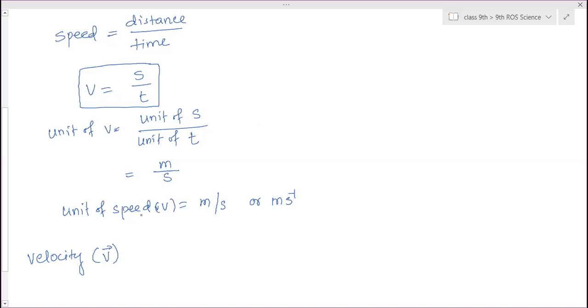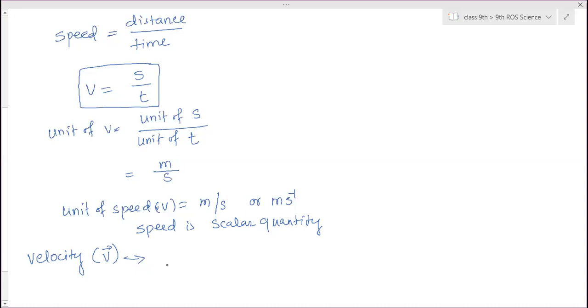So that's the same way. Speed is dependent on the distance covered. So distance, as it is a scalar quantity, the speed is also a scalar quantity. Speed is a scalar quantity because it is independent of direction, because it is dependent on distance. Distance is independent of direction. So speed is only the ratio of distance and time. So therefore it is also a scalar quantity.